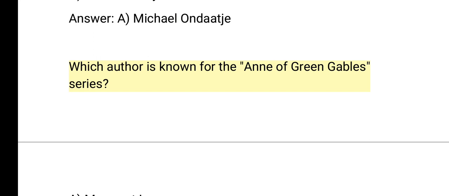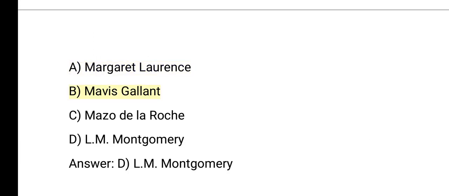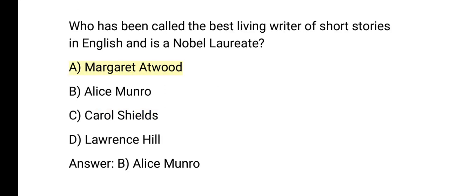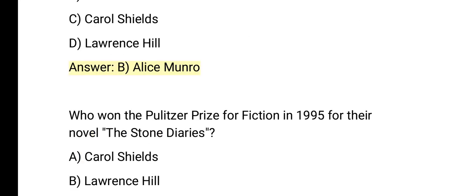Which author is known for the Anne of Green Gables series? A. Margaret Lawrence. B. Mavis Gallant. C. Mazo de la Roche. D. L. M. Montgomery. Answer. D. L. M. Montgomery. Who has been called the best living writer of short stories in English and is a Nobel laureate? A. Margaret Atwood. B. Alice Munro. C. Carol Shields. D. Lawrence Hill. Answer. B. Alice Munro.